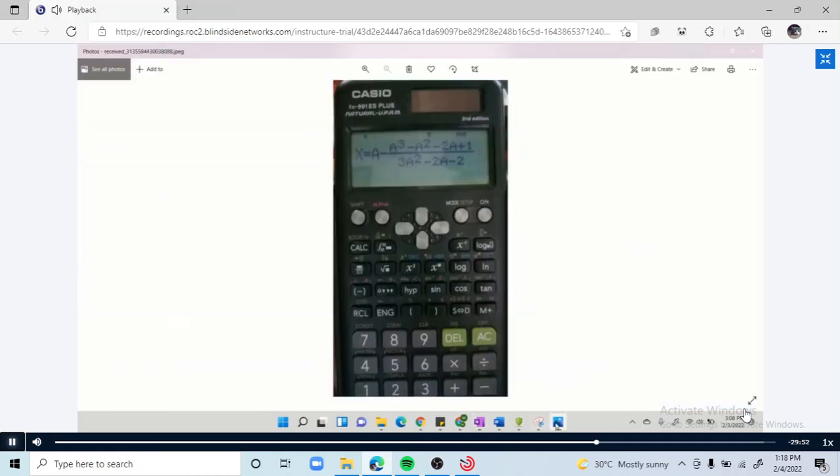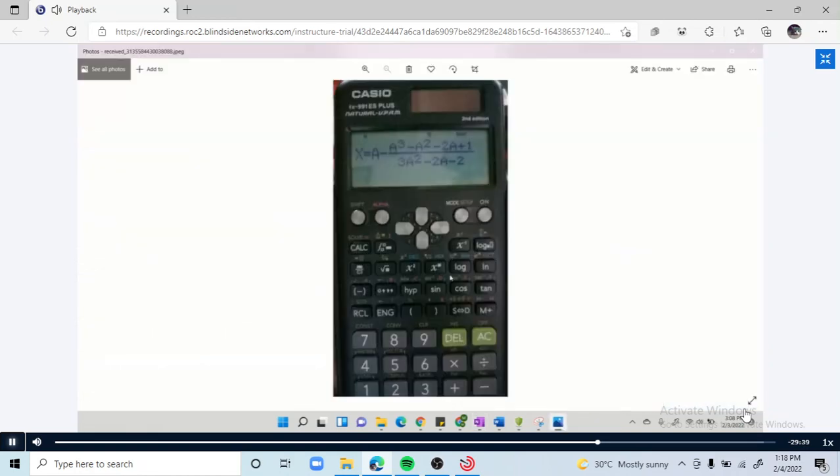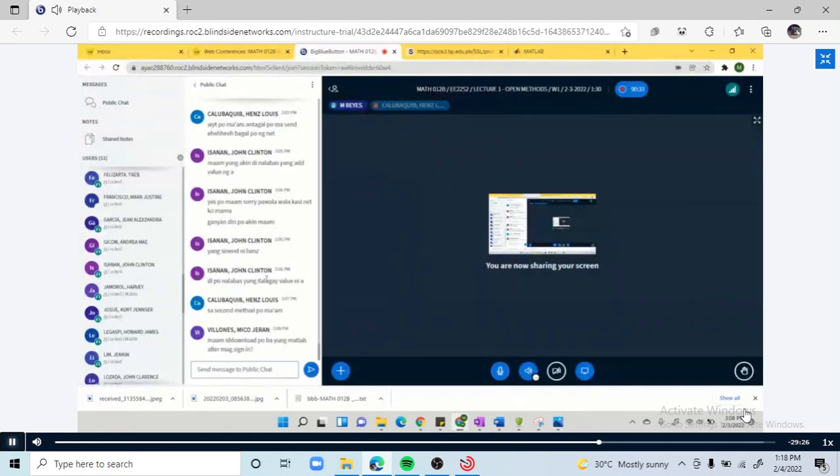Shift solve mo yan, tapos enter the value of A. 0.5 muna. Tingnan mo dapat. Okay na po. Opo, syempre naman. Tapos lumabas po ang 0.444. Lumabas na? May mali lang po ng type kanina, ma'am. Lumabas na. Okay. Sige. Okay na. Thank you po, ma'am. Hindi, hindi po i-download. MATLAB online lang tayo. Masyado malaki yung file na yan.